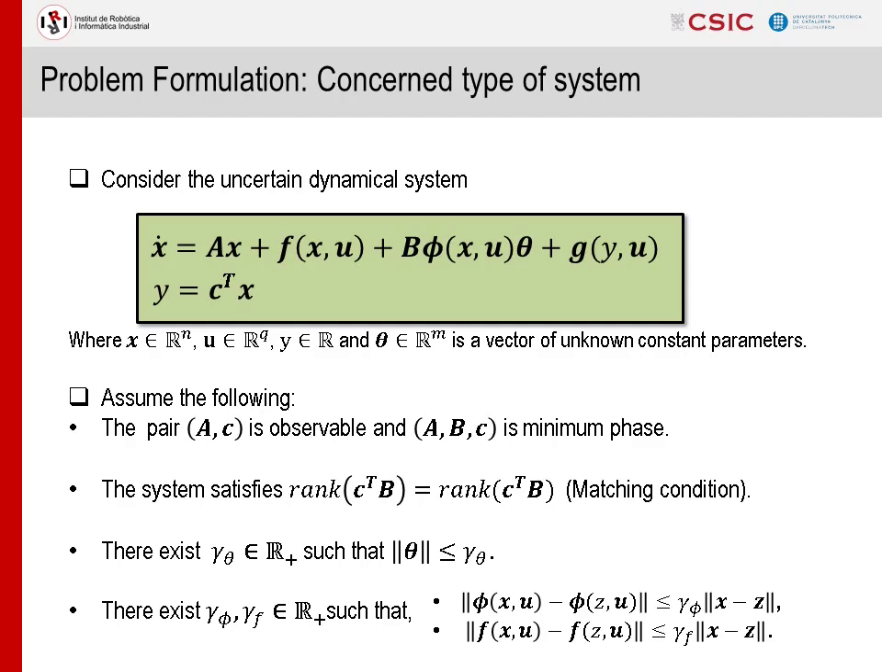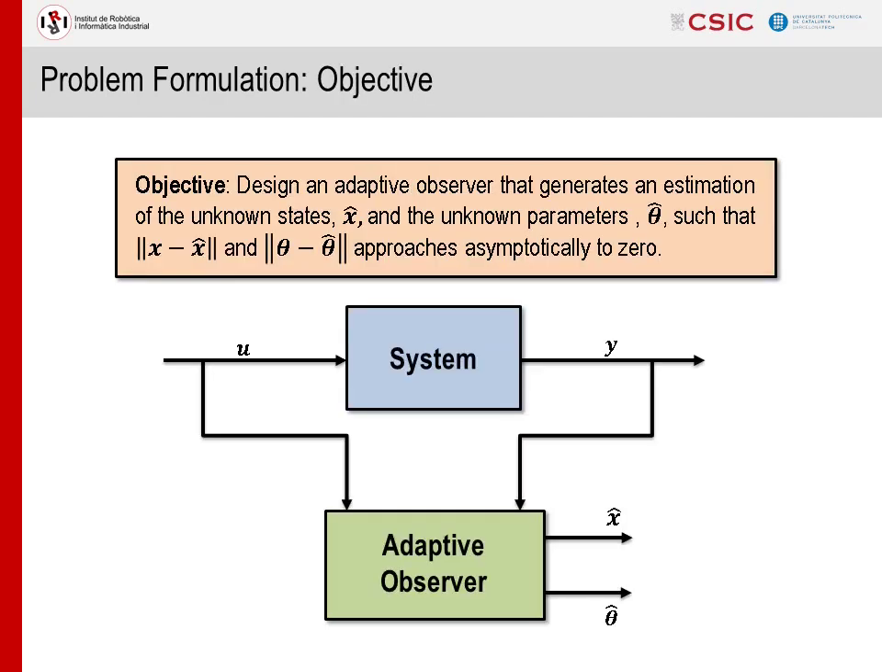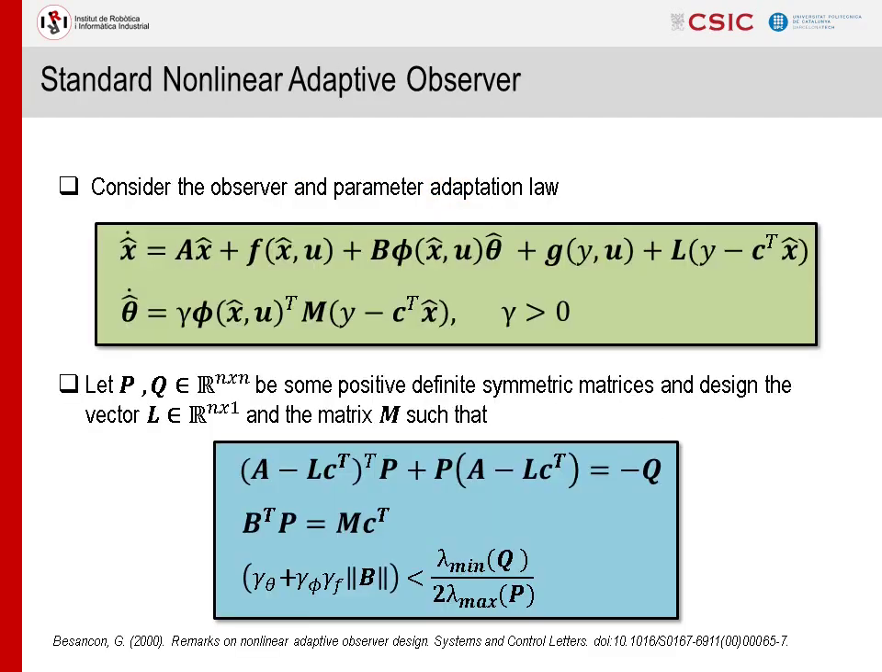The objective is to generate an estimation of the unknown states and parameters of the nonlinear system, based on the measurement of the inputs and the outputs. This is not a new problem, and there are several standard adaptive observer techniques that can be implemented. A common nonlinear adaptive observer is the following one. Consider the next system, which is formed by a copy of the concerned uncertain model, a linear output injection term and a gradient descent-like parameter adaptation. Furthermore, assume that the observer design parameters satisfy the following matrix inequality.